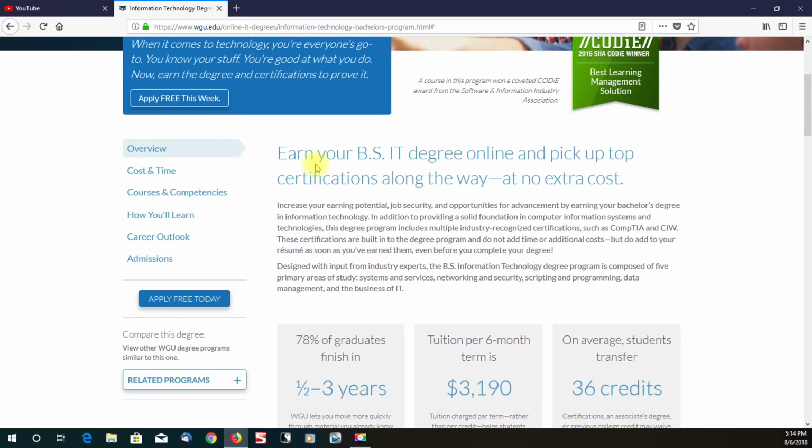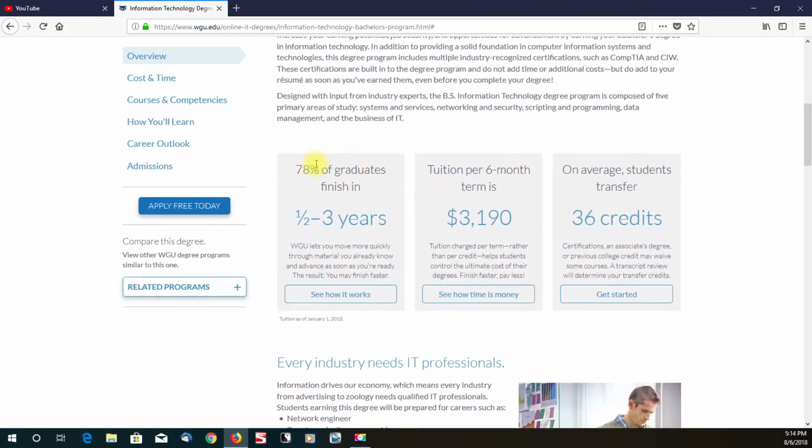Once we get to this page, you can see where it says earn your BS IT degree online and pick up top certifications along the way at no extra cost. What really caught my eye with this degree from WGU is that it takes 1.5 to 3 years to complete. So you're looking at about 6 months to 3 years where you can get your bachelor's. You can go online and find a lot of people that have completed it in 6 months to a year, maybe a year and a half. So it's definitely a quicker option than a traditional brick and mortar college.